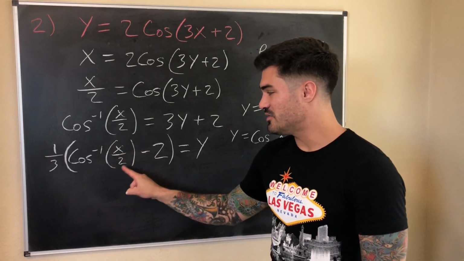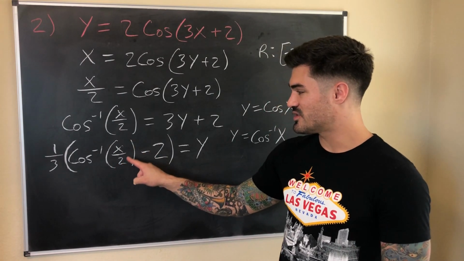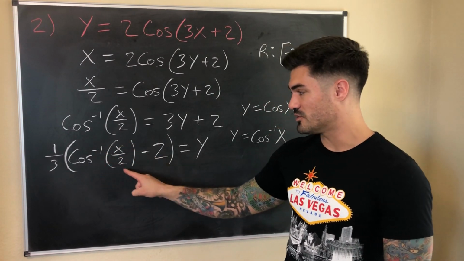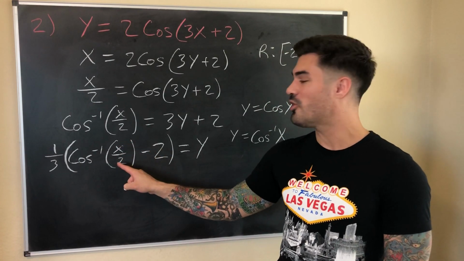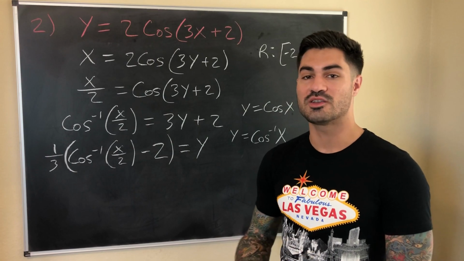So that means that even though we have an x/2 here, whatever is in this entire argument, because that's what's inside this cosine inverse function, whatever is in this entire argument has to be in that closed interval from -1 to +1.